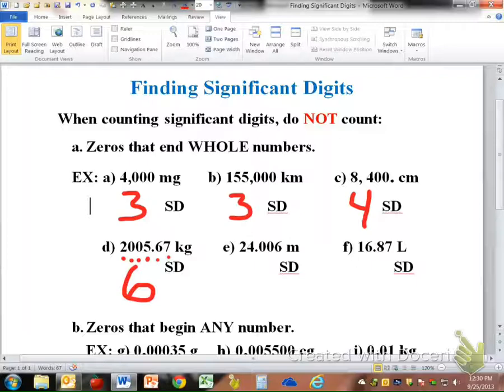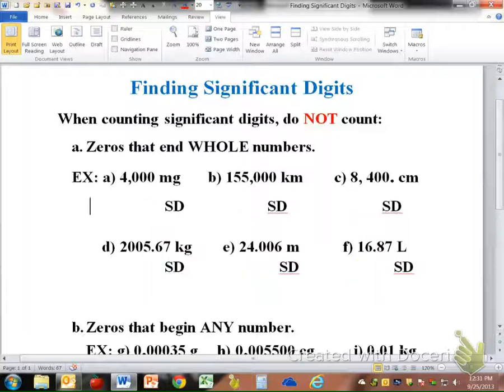I look at E, I see 24.006. The zeros are not at the end, so they do count. We have 5 significant digits here. In F, there are no zeros to worry about. And since every number that's not a zero counts, I can very easily put 4. So I'll take a moment, let you look at the numbers and how many significant digits before I move on to part B.